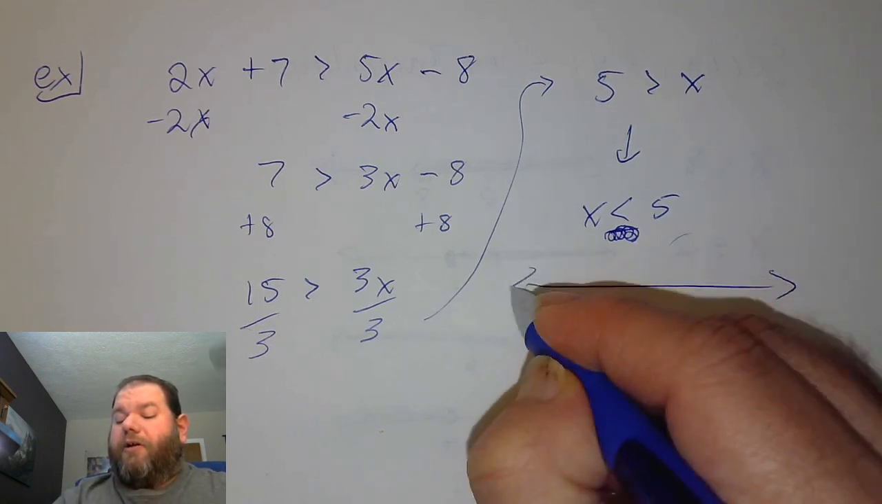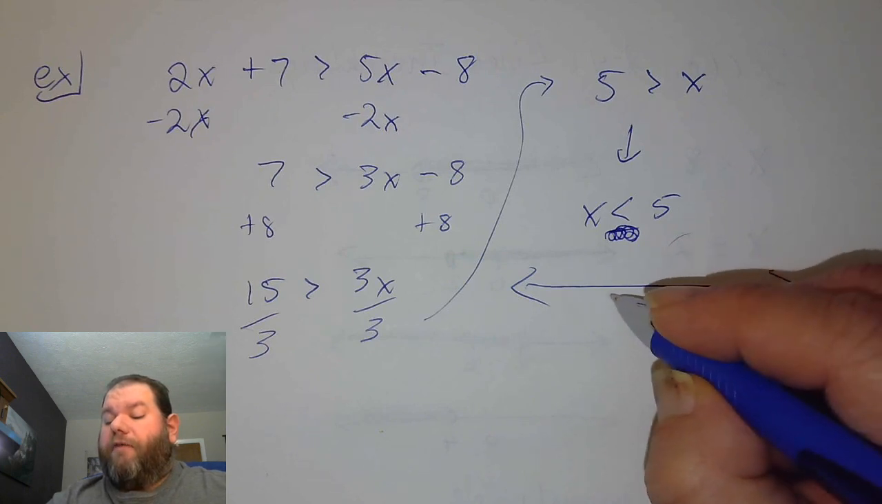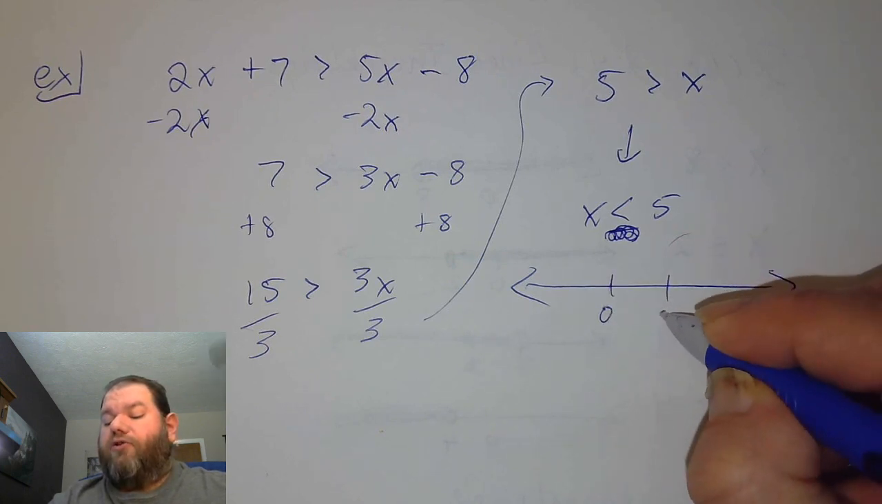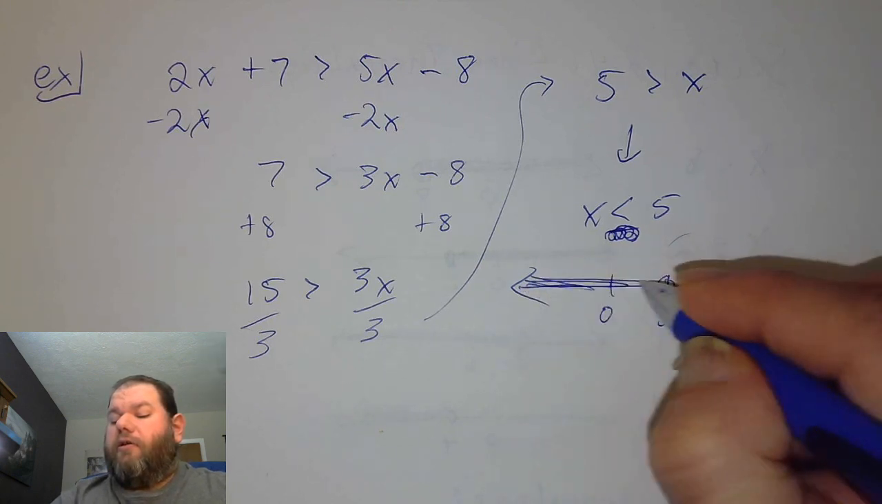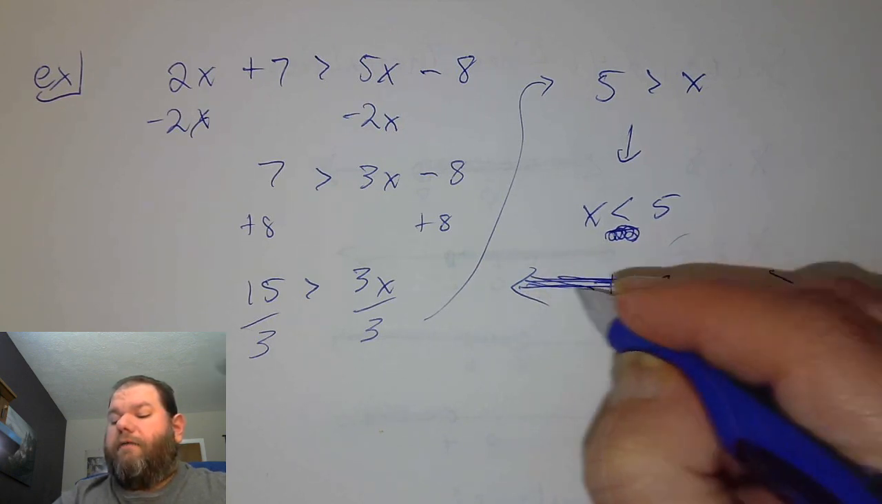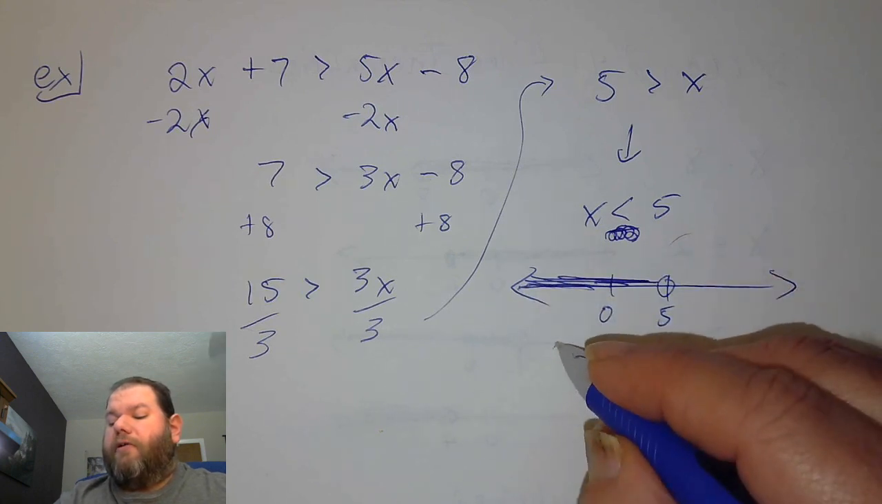And then, of course, we fill in or sketch our solution there, which is everything less than 5. So put an open circle at 5 and shade it to the left.